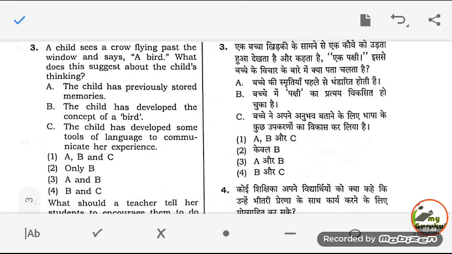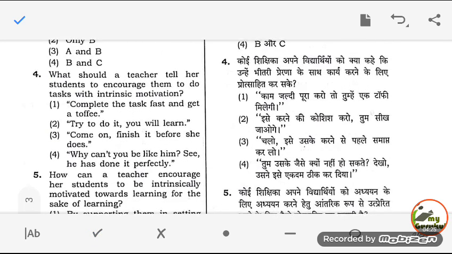Concepts provide an efficient way of organizing experience, especially in early childhood and at the primary stage. When a child sees a dog or crow and recognizes it as an animal or a bird, it shows that he or she may have developed a concept about the animal kingdom, and that memory and tools of language have also been developed. So the right option will be A, B and C. All are correct here. A, B and C is in option number 1. Okay, let's move to the next.